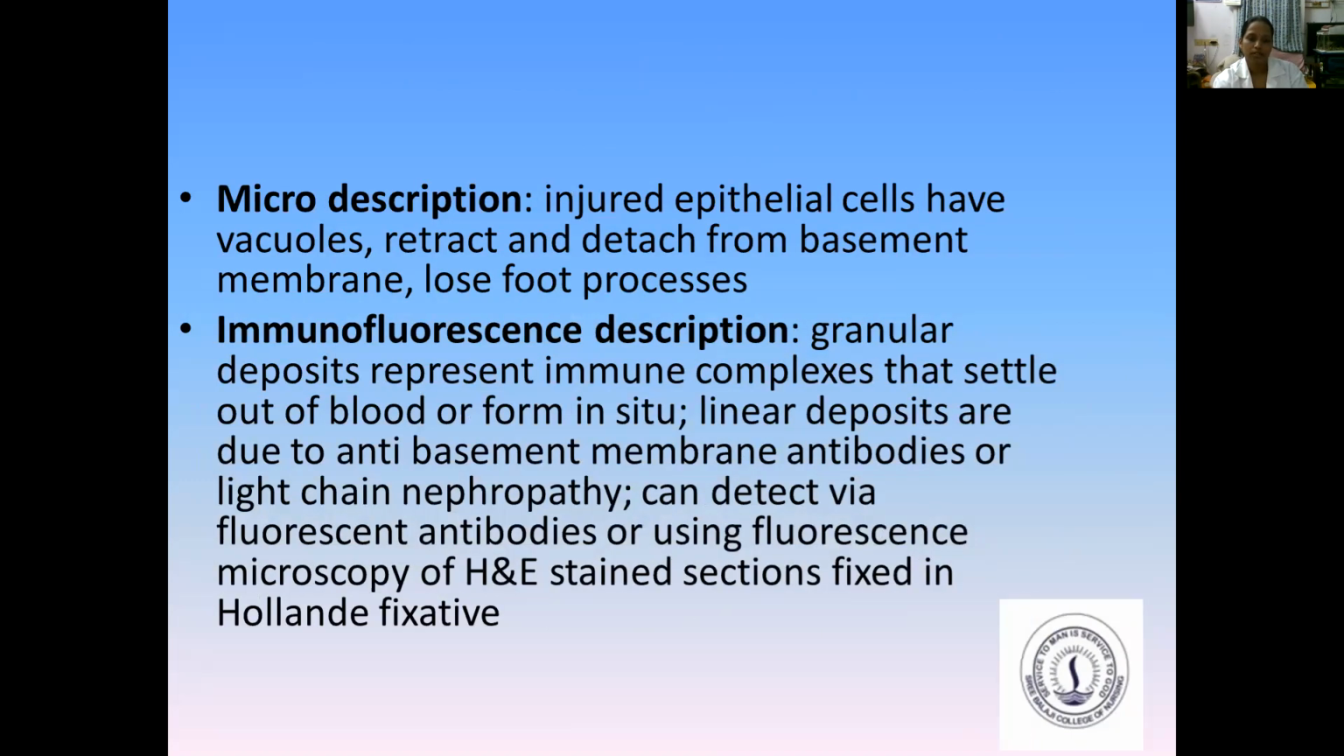So the microscopic description shows injured epithelial cells have vacuoles, retract and detach from the basement membrane and lose the foot processes. In the immunofluorescence description, granular deposits represent immune complexes that settle out of blood or form in situ. Linear deposits are due to anti-basement membrane antibodies or light chain nephropathy. It can be detected via fluorescent antibodies or using fluorescent microscopy of H&E stained sections fixed in Holland's fixative.